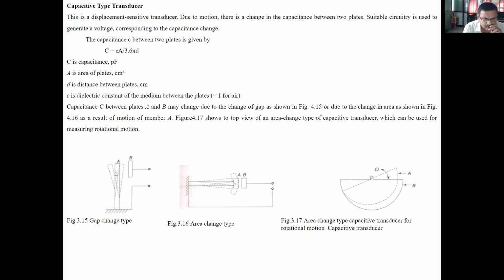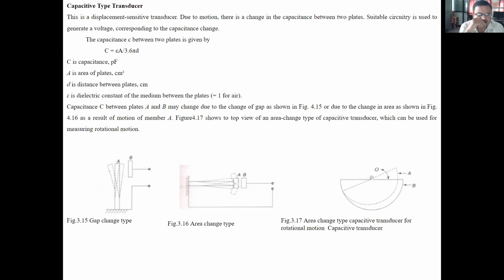Therefore, this is the one plate. If you move or incline it towards right or towards left, this is another capacitor. Because of the change in air gap between these two capacitors, because of bending of this object towards right or towards left, there will be a capacitance change.